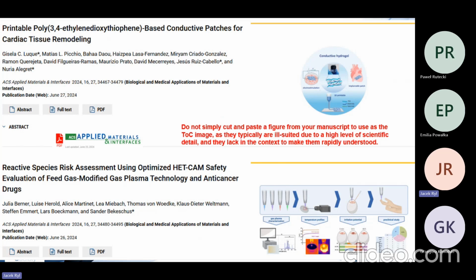Right? Do not simply cut and paste a figure from your manuscript to use as a stock image, as they typically are too detailed. You typically do it to a high level of scientific detail, and they lack the context to make them rapidly understood. So maybe they are not so easily understood if you just take a look at this.